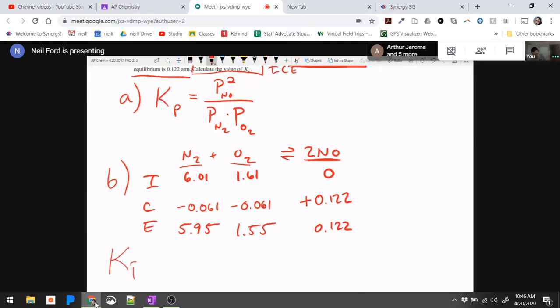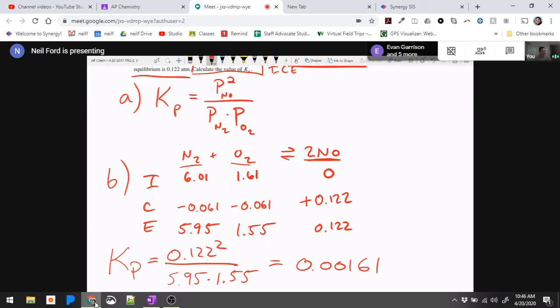So Kp equals 0.122 squared over 5.95 times 1.55, and it comes out to, so you guys okay plugging in all those numbers? Okay, and then you end up getting 0.006161. They didn't ask any other follow-up questions on that, and actually the next questions involve stuff that we've cut out of the curriculum.